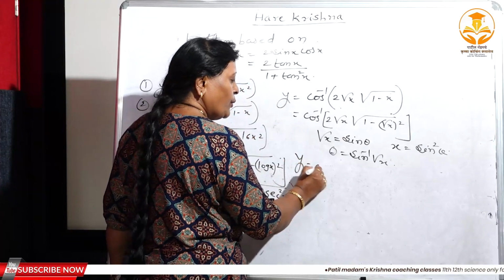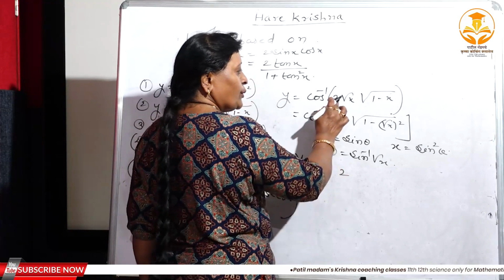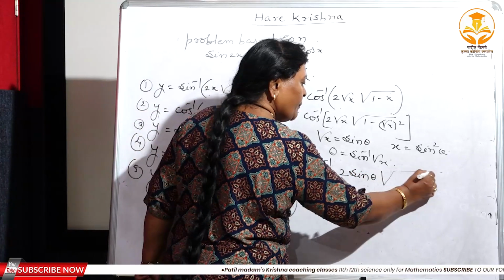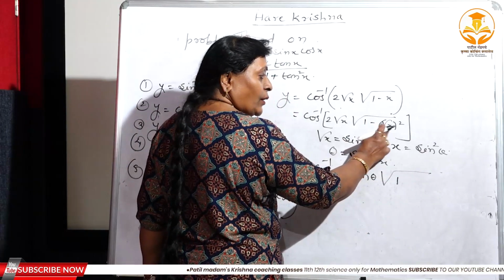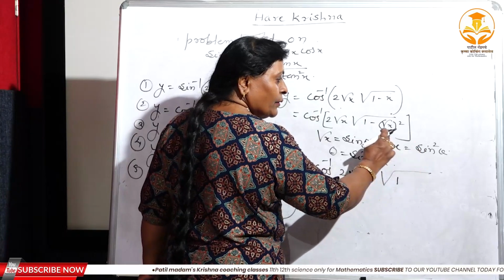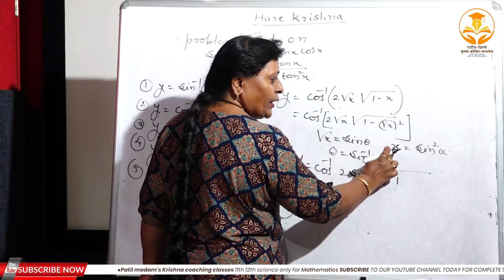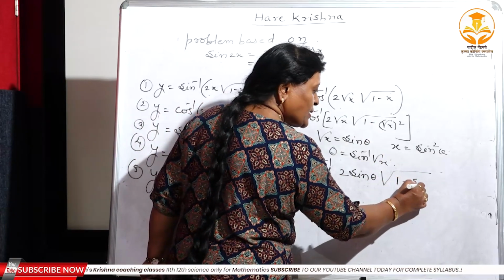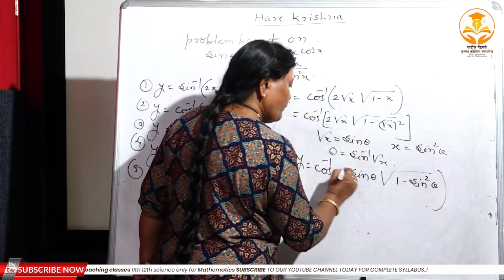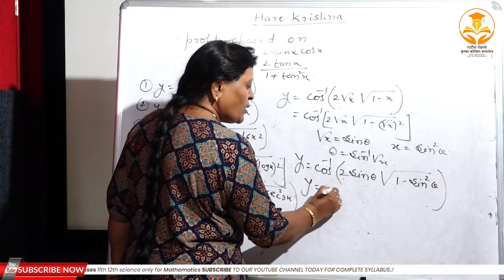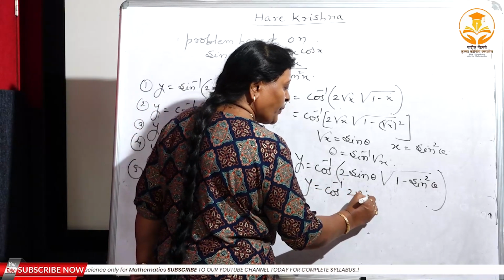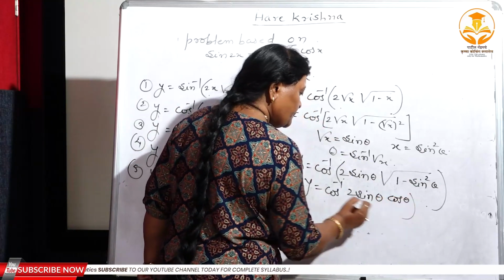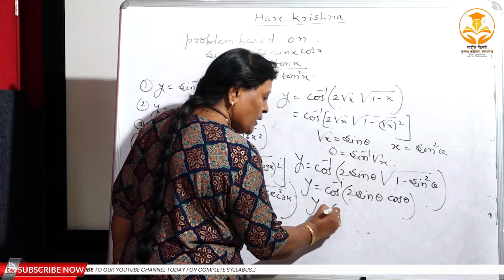Therefore y is equal to cos inverse, this is 2, root x means sin theta. Here again, root x whole square, that is x, means x is equal to sin square theta. Therefore here you can write 1 minus sin square theta. Again y is equal to cos inverse of 2 sin theta, 1 minus sin square theta is cos square theta, root of it is cos theta.